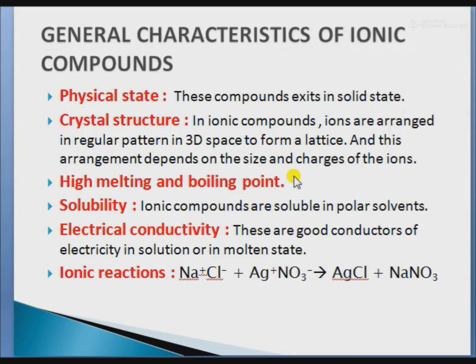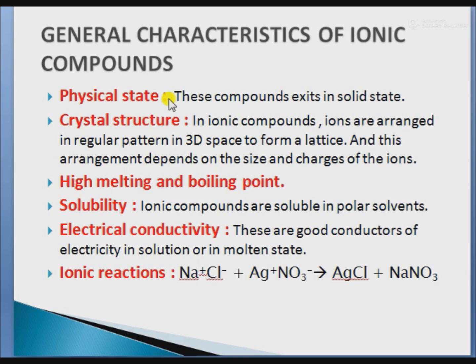General characteristics of ionic compounds. First is physical state. All the ionic compounds exist in solid state. Next is crystal structure. In ionic compounds, ions are arranged in a regular pattern in three-dimensional space to form a lattice. And this arrangement depends upon the size and charge of the ions.